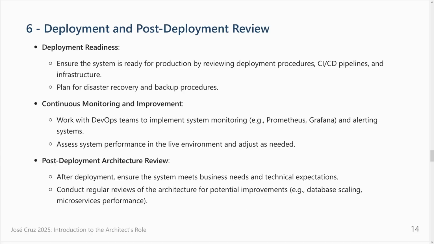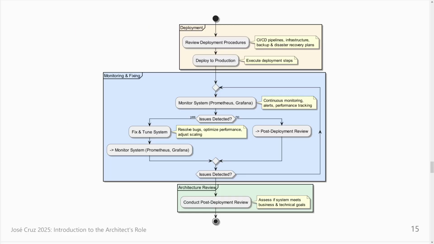Conduct regular reviews of the architecture for potential improvements: database scaling, microservices performance. Of course, you need metrics. You start to collect the growth of your database, the number of requests, the logins, the attacks you have, a lot of things. For that, you need continuous monitoring to help you do a good architecture review.